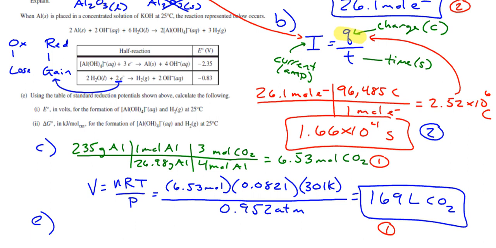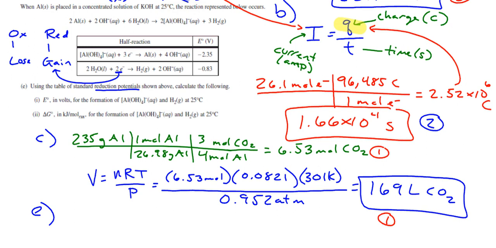Using the table of standard reduction potentials shown above, or they'll just tell you. It's good to know, though. Calculate the following. E, which is basically the cell potential, how much energy, whatever you want to think about it. A battery with juice, how much juice does it have? For the formation of our complex ion, which we will talk about as we go. Usually they don't even ask you how to make them anymore. And hydrogen at 25 degrees. So, what do we do?